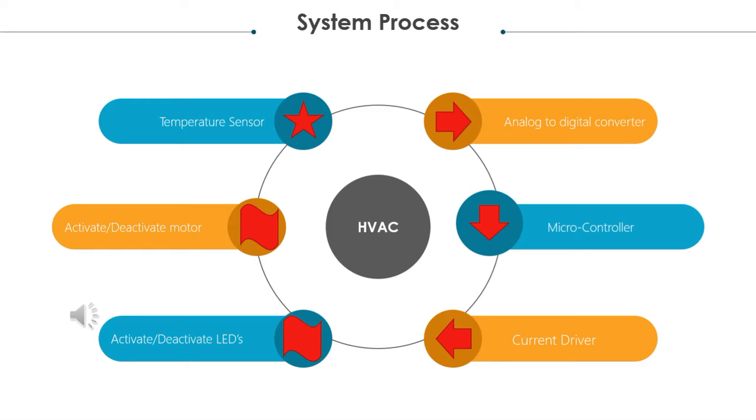We begin on the star, the temperature sensor. The sensor outputs a voltage and it goes to the analog to digital converter, where it outputs a digital equivalent, which is then passed to the microcontroller to be processed. The microcontroller activates the current driver and activates or deactivates the motor, as well as activates or deactivates LEDs depending on the temperature range sensed by the temperature sensor.